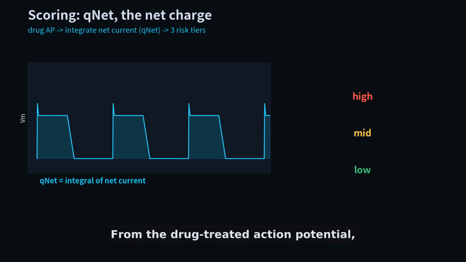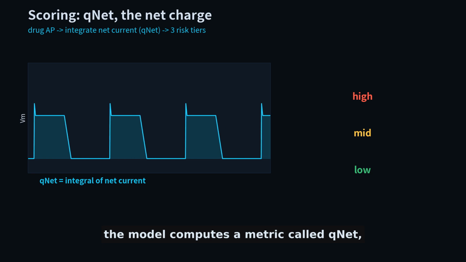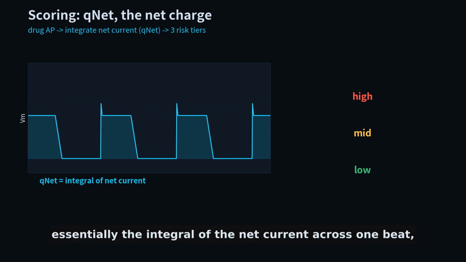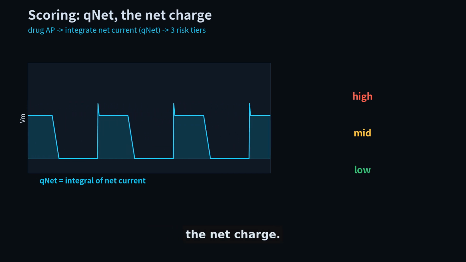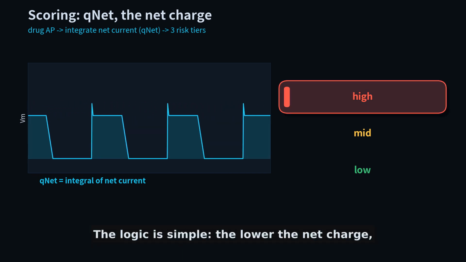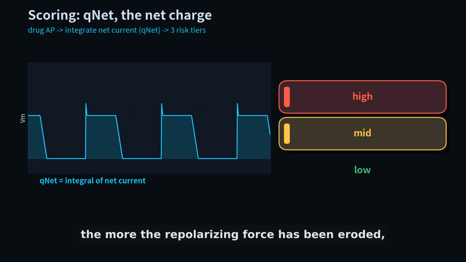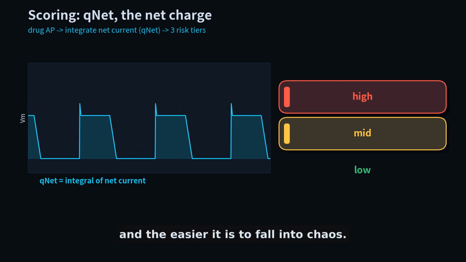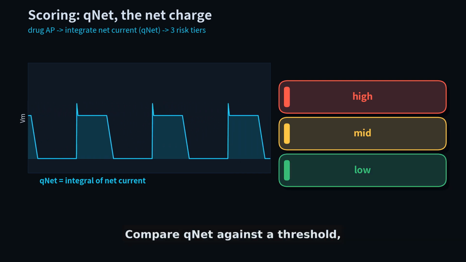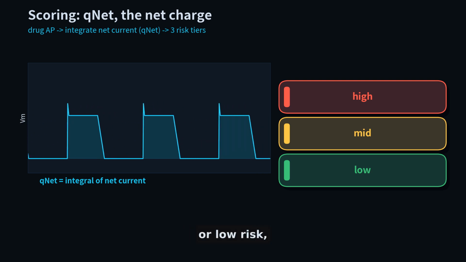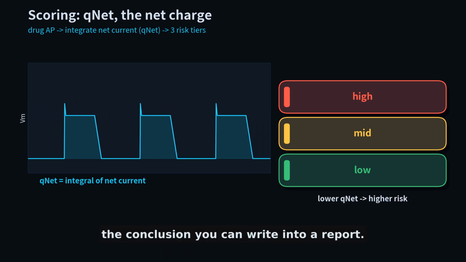The key step is scoring. From the drug-treated action potential, the model computes a metric called Q-net, essentially the integral of the net current across one beat, the net charge. The logic is simple. The lower the net charge, the more the repolarizing force has been eroded, and the easier it is to fall into chaos. Compare Q-net against a threshold, and you sort the drug into high, intermediate, or low risk. The conclusion you can write into a report.